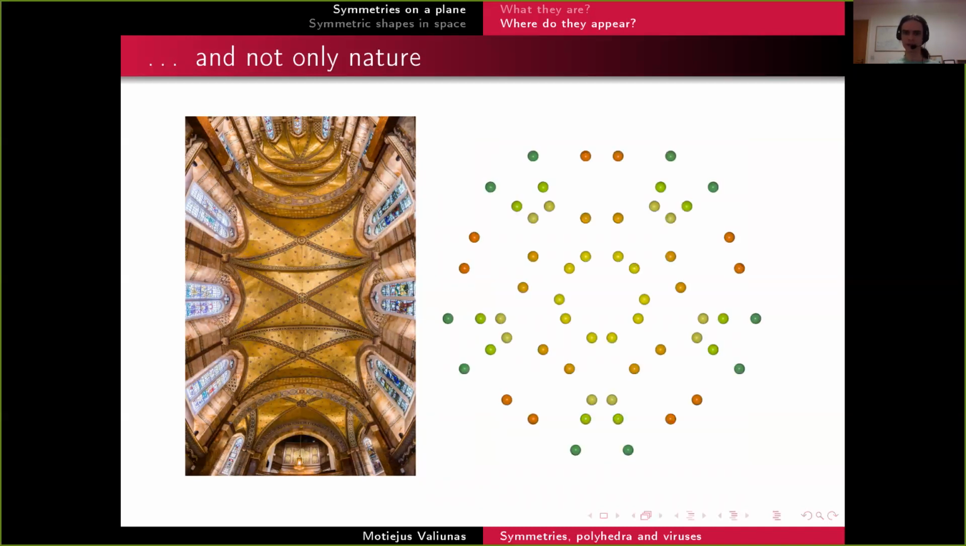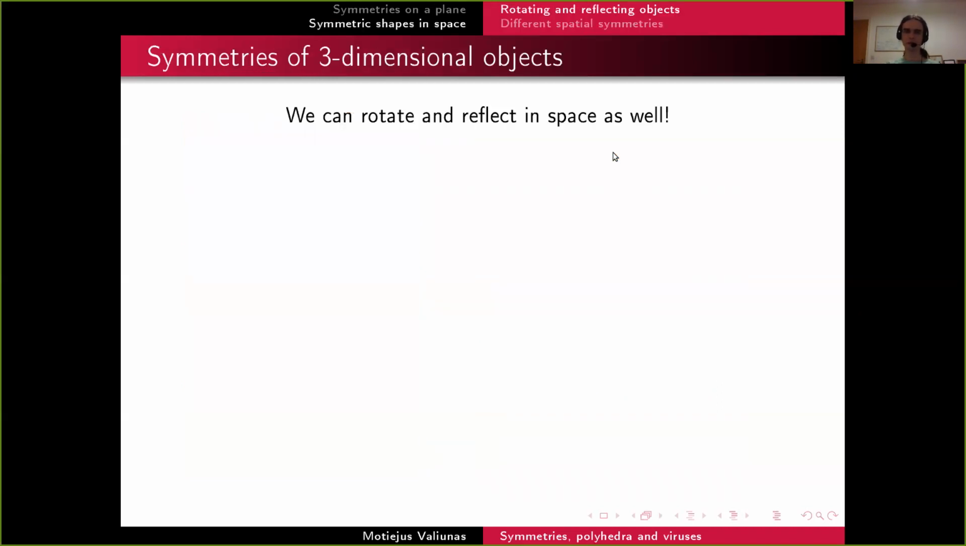And as an example, the methods that I can use to construct some nested structures can produce, again, some nested structures with symmetries. And here you can just see an arrangement of points with pentagonal symmetry. So that is all about 2-dimensional objects. But in 3 dimensions, we can do many of the same things.